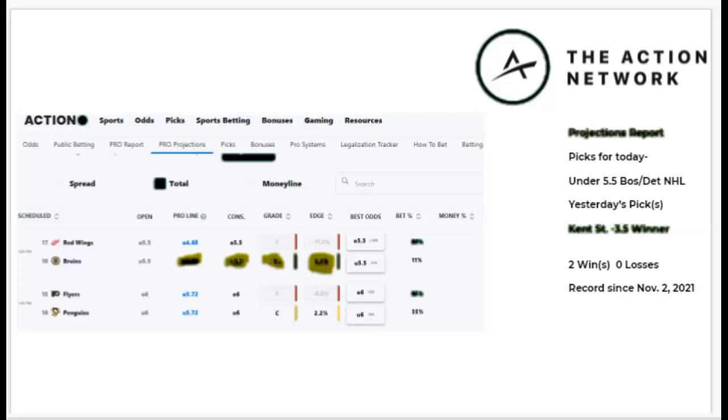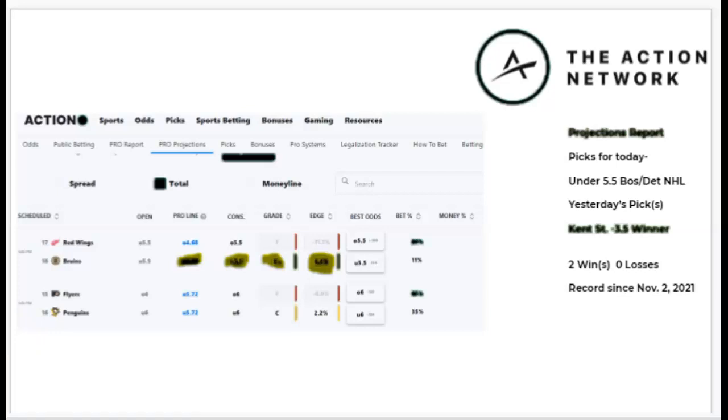And yesterday, they did have the Kent State minus 3.5 as a winner. So far, they have 2 wins, 0 losses in the last 2 days of the study, and today we've got a couple of picks. First one is the under, as it's grading about a B+. I realize it's kind of hard to see, but it's under 5.5 in the Boston-Detroit NHL game. So that is the pick for Action's Pro Projections Report.